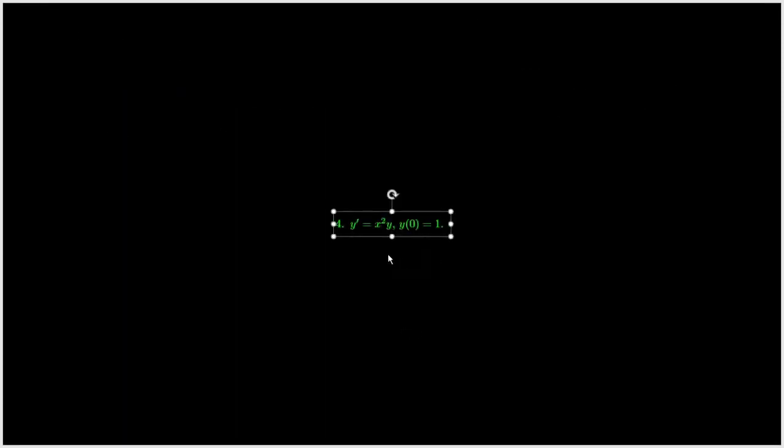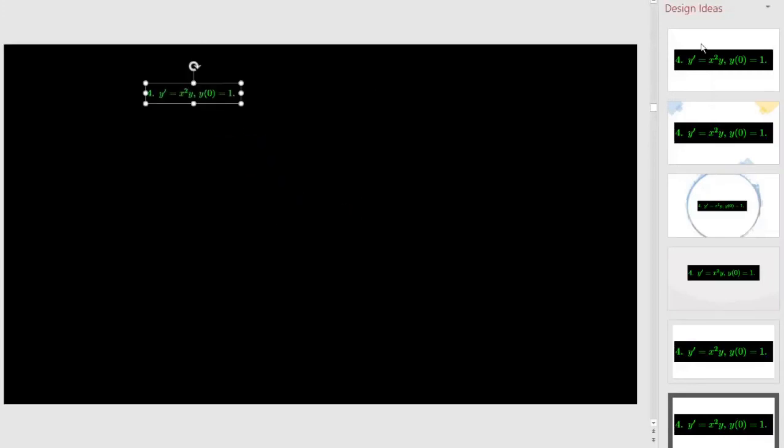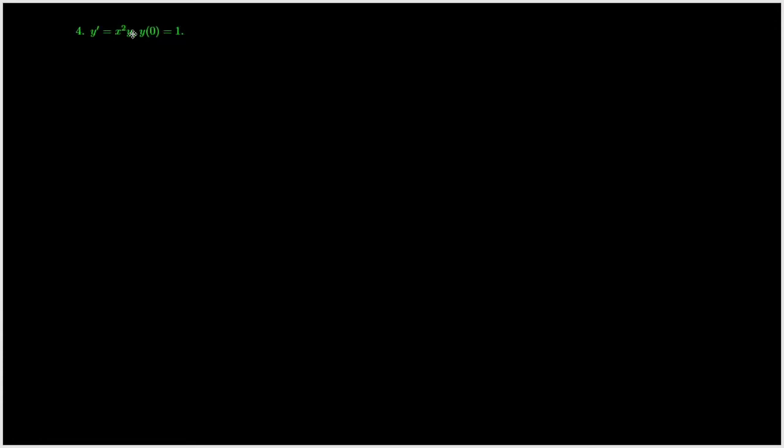We move on to question 4. Actually, we did a very similar question to 4 already. It's an initial value problem, an ODE with initial condition. I'll try to make it bigger. I know the screen on your end is smaller. I will make it bigger.